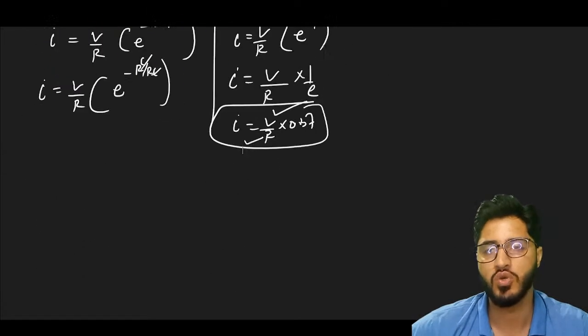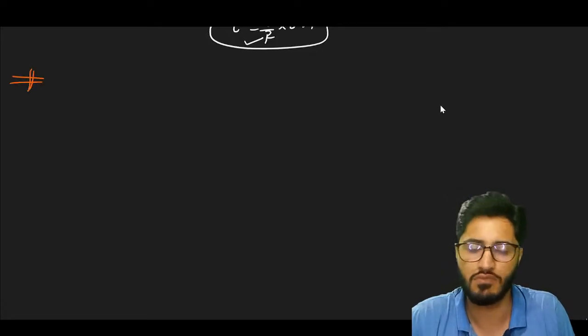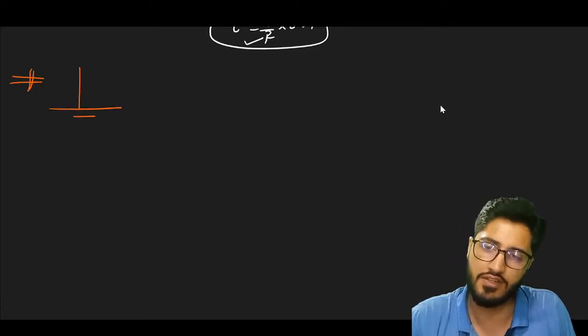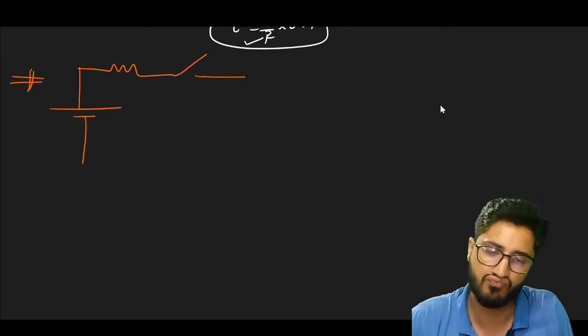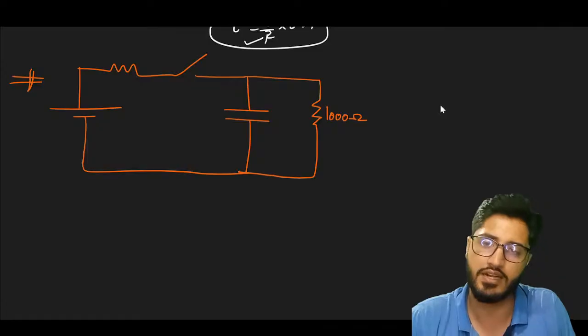Okay. So let us do one numerical. Now you will see you have multiple ways to do a numerical. Multiple approaches to complete a numerical. Look here, we are just using capacitors and current electricity.